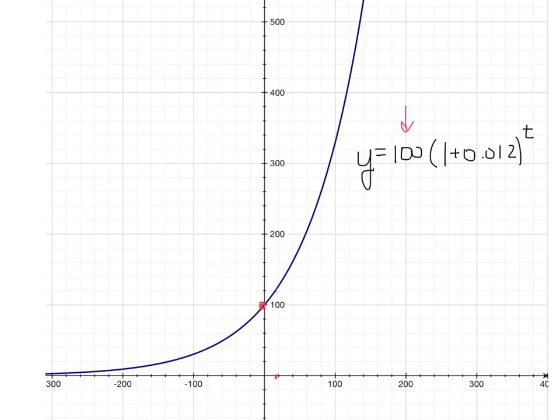So that would be our $119. But if you look after 100 years, we're going to have over $300 in that account. And the more years we leave it in, the more it's going to grow.